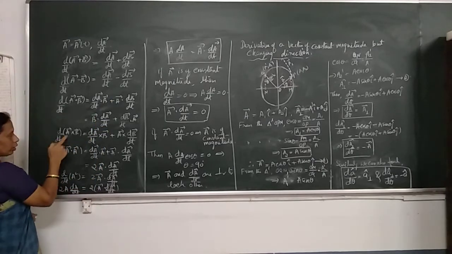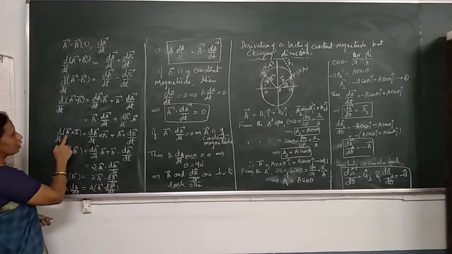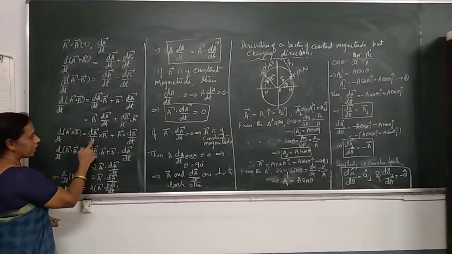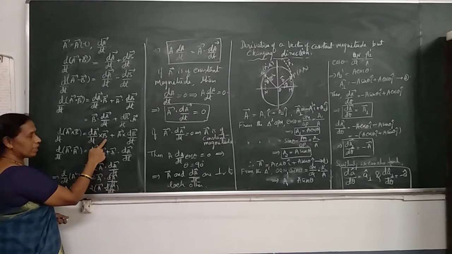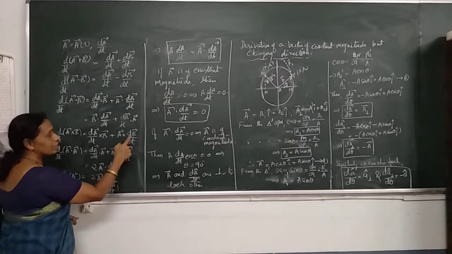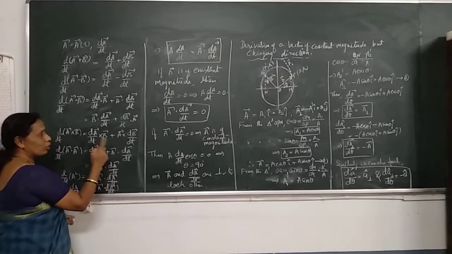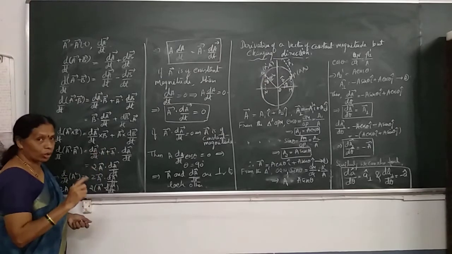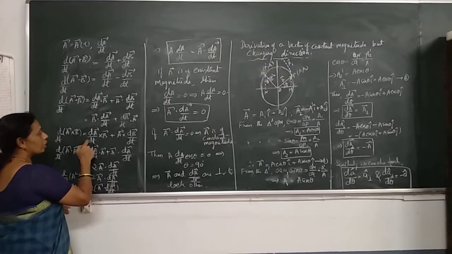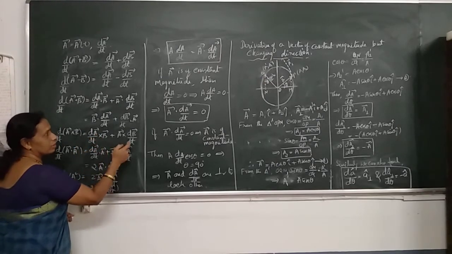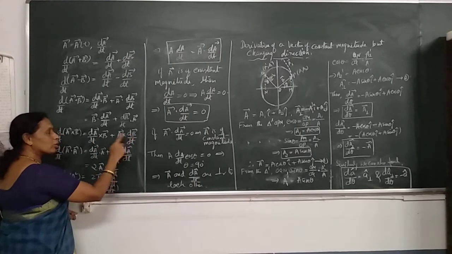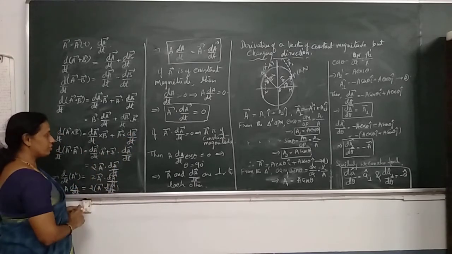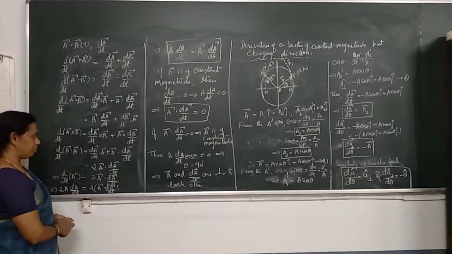Now, the derivative of the vector product: d by dt of a cross b is given by derivative of a cross b plus a cross derivative of b. This is not the same as b cross derivative of a plus derivative of b cross a. Those two are not the same, since it is a vector.